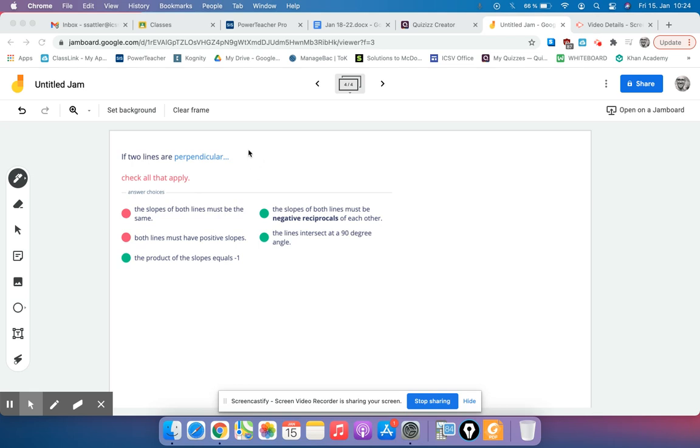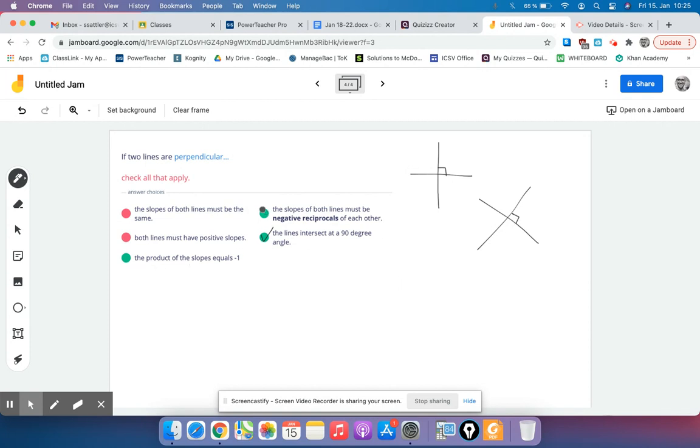So perpendicular lines are a little bit tricky. The first thing we know that's true is that, by definition, they have to intersect at a 90-degree angle. So maybe something like this or like this.